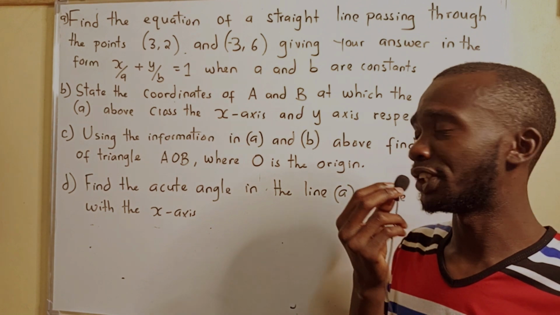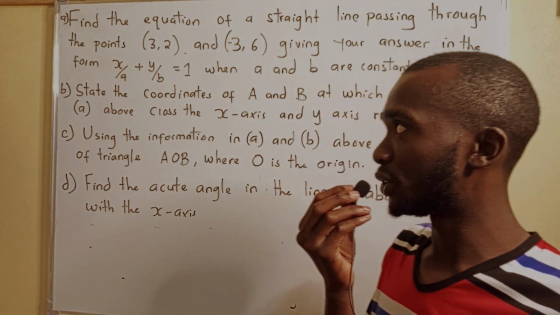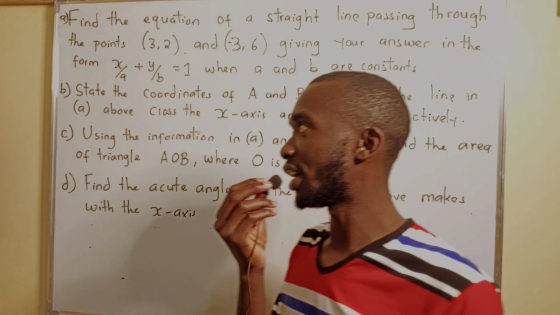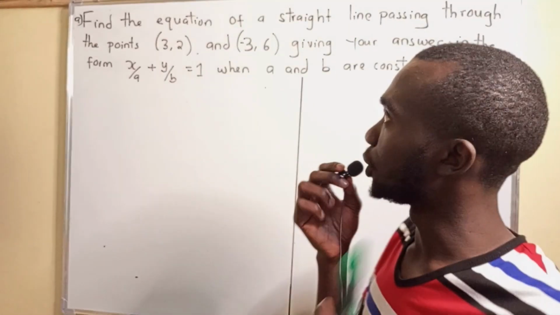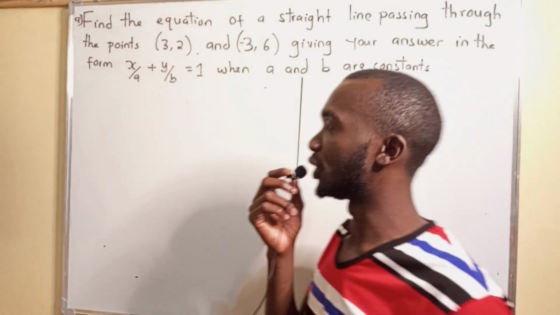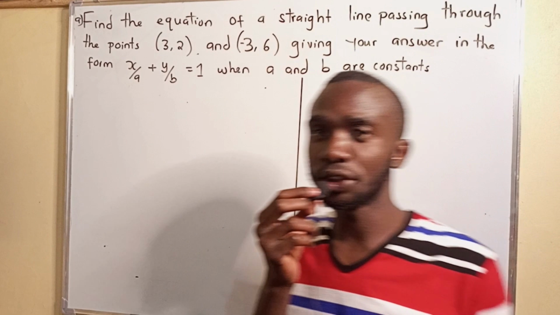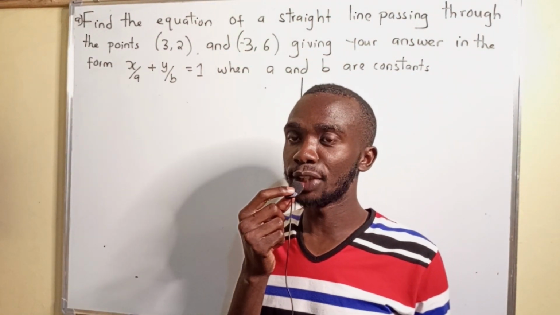So this question is very easy to solve, but you don't need to worry about it, because I'm going to make it a bit simpler for you to understand so that you can tackle any questions involving writing the equation of a straight line in any given form. In part A, we are supposed to find the equation of this straight line passing through those two points. First of all, we should find the gradient of this particular line.